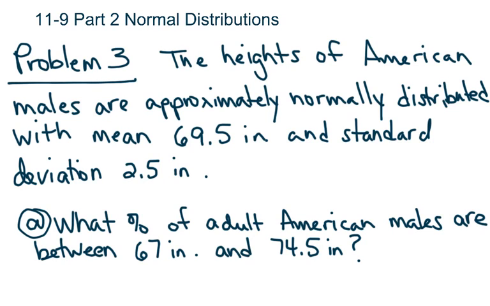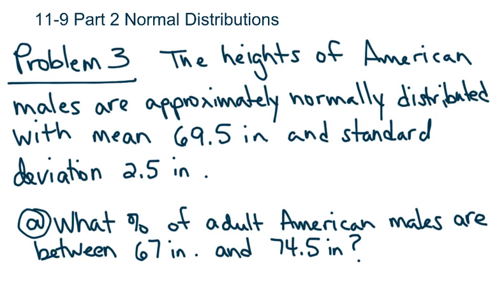In problem 3, we are going to take data from a paragraph and create our own normal distribution curve in order to answer questions. It says the heights of American males are approximately normally distributed with mean 69.5 inches and standard deviation 2.5 inches. What percent of adult American males are between 67 inches and 74.5 inches?